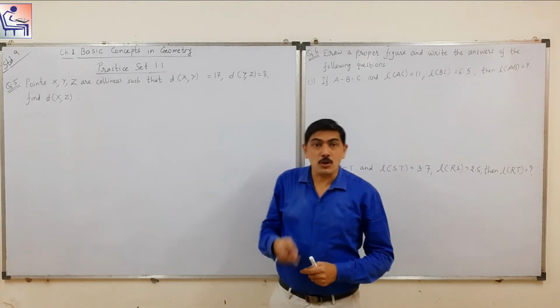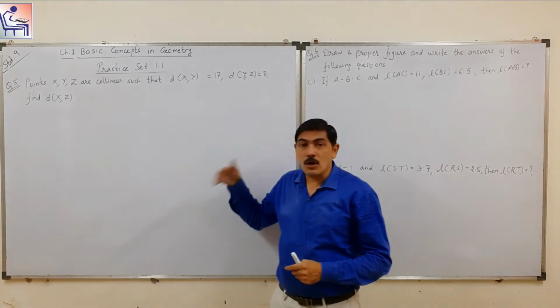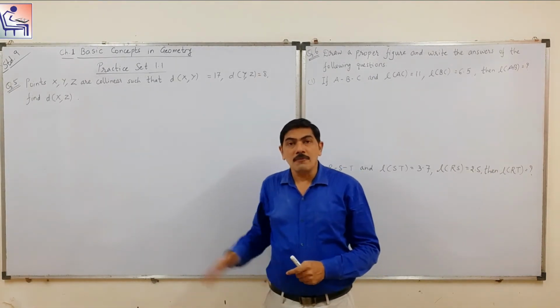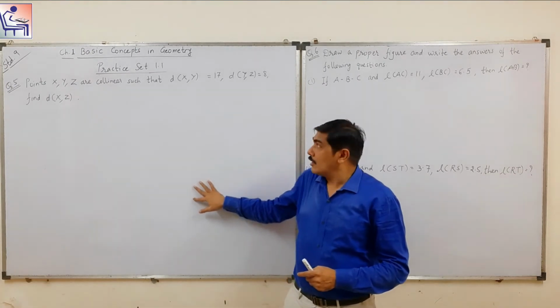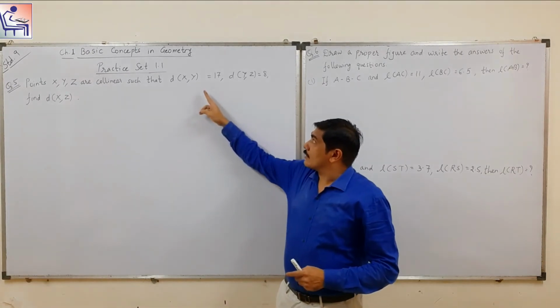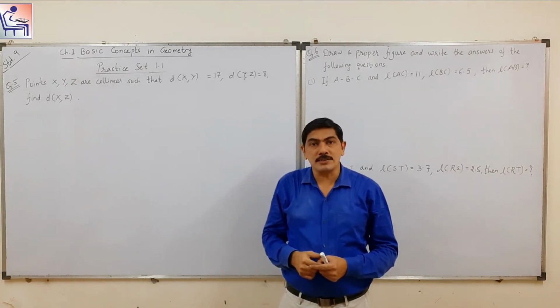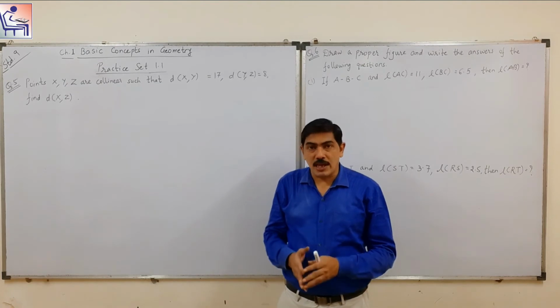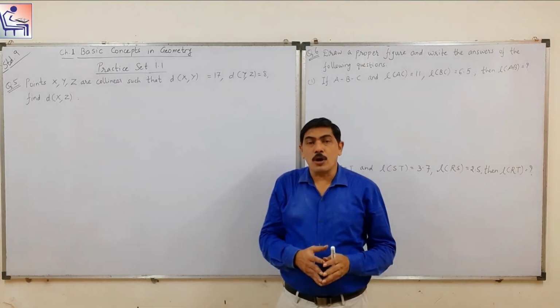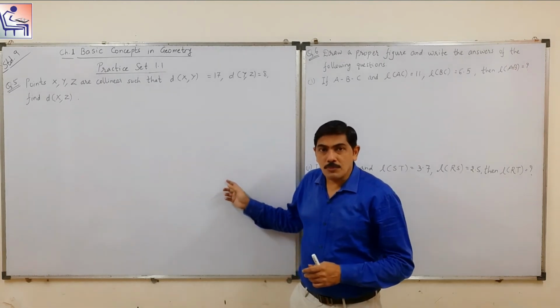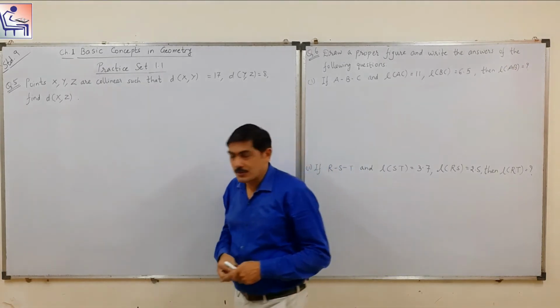So here there are two possibilities, as in your earlier sum, like we saw in question number 4, here also there are two possibilities. First possibility is that point Y is between point X and point Z, and the second possibility is that point Z is between point X and Y. Let's solve this sum with both the possibilities.